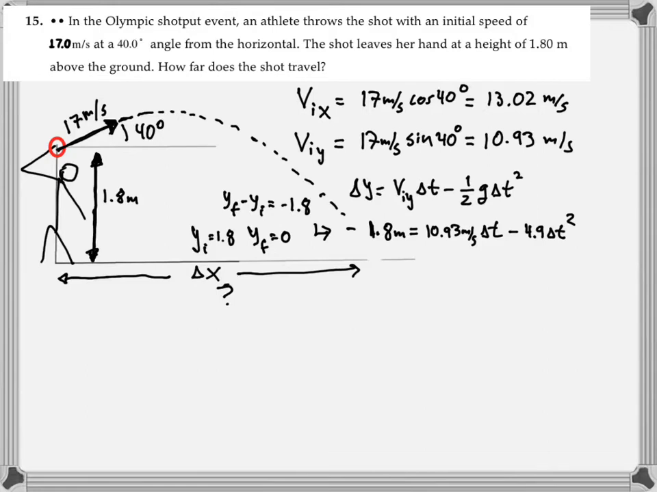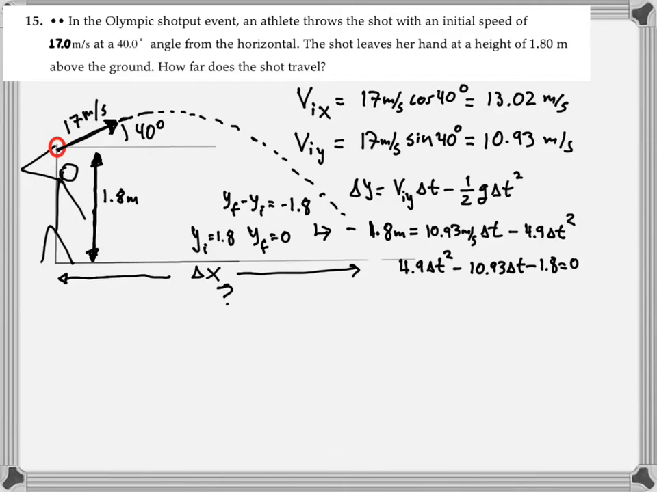We already calculated the y component of the velocity. That's why that was the thing that we did first. 10.93 times delta t minus 1/2 of g, which is 4.9, multiplied by delta t squared. So we have, as you can see there, a quadratic equation. The best thing to do is to write it in the usual form ax squared plus bx plus c equals 0. Putting all the terms on one side, that equals 0, gives you 4.9 delta t squared minus 10.93 delta t minus 1.8 equals 0.